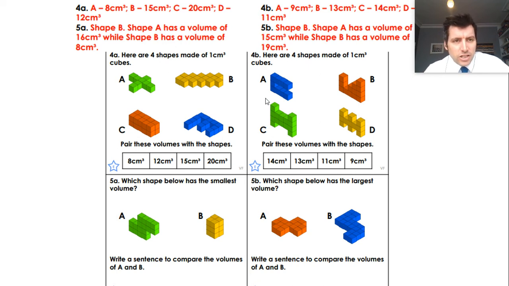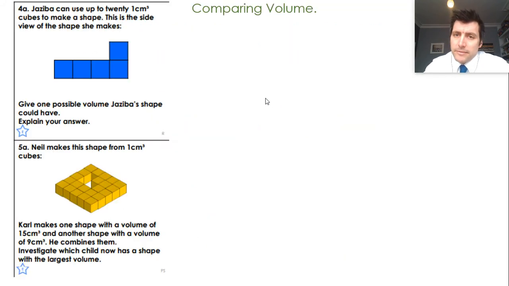Shape B is larger because it's got, shape B is smaller, should I say, because it's got a volume of only 8 centimeters cubed, whereas 16 centimeters cubed for shape A. And then shape A is a volume of 15 for 5B and 19 centimeters cubed for shape B.